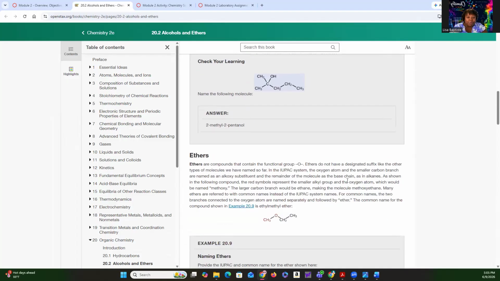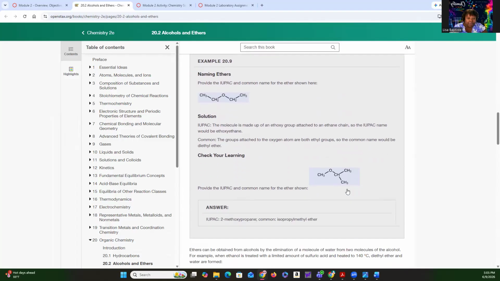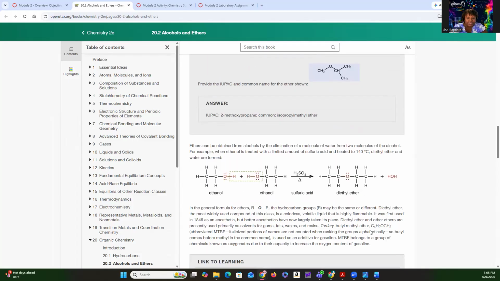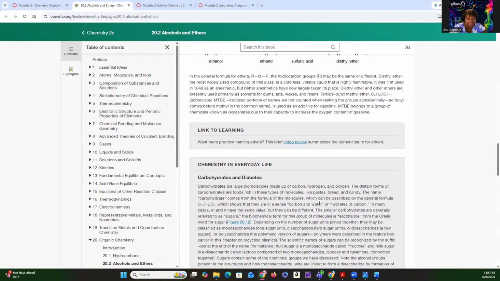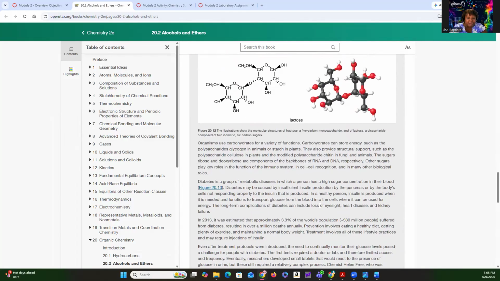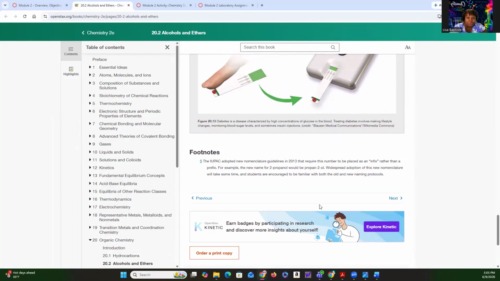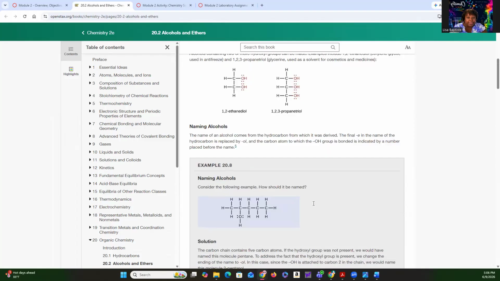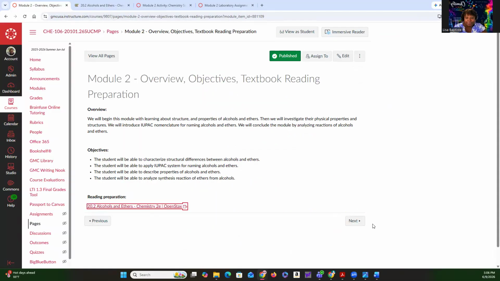And so it goes through more examples of naming as well as looking at ethers. Okay, with the ether group, you have the O in between two carbon. And so that distinguishes it from our alcohol. And so it goes through some examples. It also gives you information and it relates it to current usage. And so go through there, and if you have questions as you're reading through the material, please let me know.